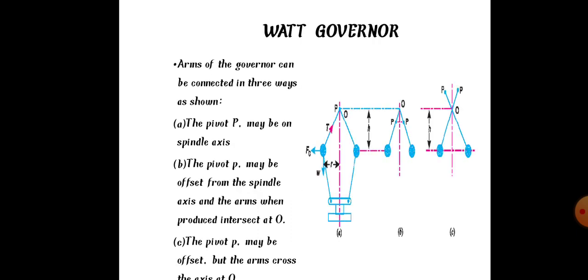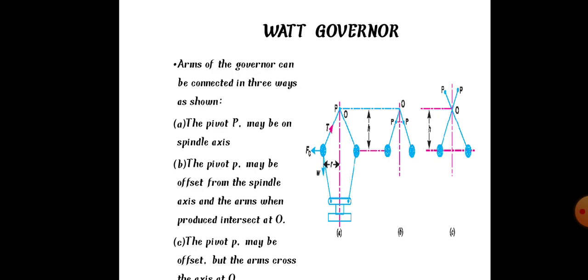In this lecture, we are going to see different types of centrifugal governor. The first type of centrifugal governor is the Watt governor. This Watt governor is the simplest form of centrifugal governor.